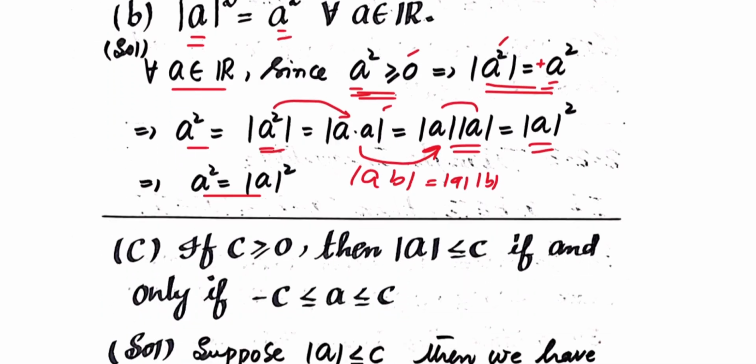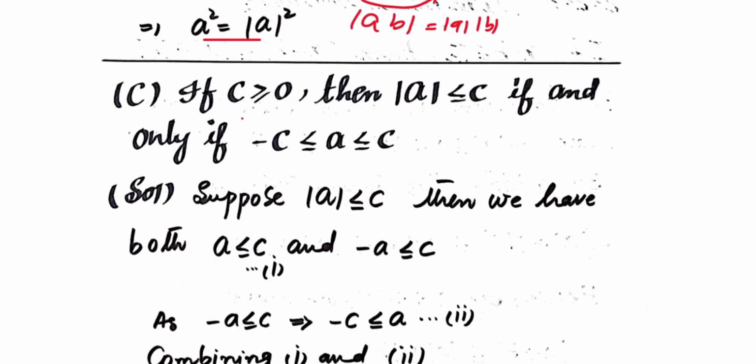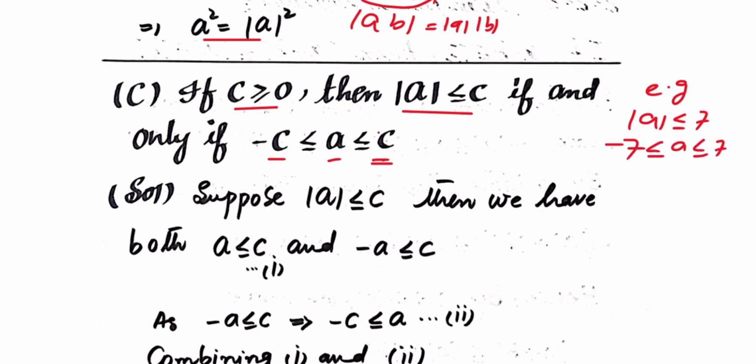Part C. If C is greater than or equal to 0, then absolute A is less than or equal to C if and only if minus C is less than or equal to A less than or equal to C. For example, if absolute A is less than or equal to 7, you can expand this as minus 7 less than or equal to A less than or equal to plus 7. Firstly we suppose that absolute A is less than or equal to C. We show A lies between minus C and plus C.